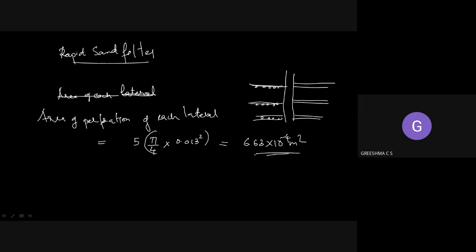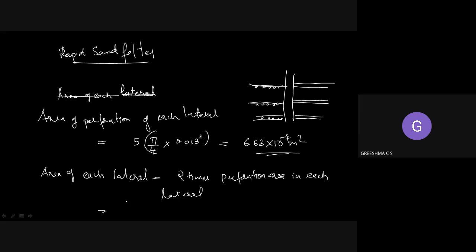Okay. Now ഏരിയ ഓഫ് ഈച്ച് ലാറ്ററൽ, അങ്ങനെയാണെങ്കിൽ ഒരു ലാറ്ററലിന്റെ ഏരിയ എന്താണെന്ന് കണ്ടുപിടിക്കേണ്ടത്. So area of each lateral is equal to 2 times the perforation area in each lateral. Okay, so area of lateral എന്ന് വെച്ചാൽ ഈ പെർഫറേഷൻ ഏരിയയുടെ 2 ഇരട്ടിയായിരിക്കും ഒരു ലാറ്ററലിന്റെ ഏരിയ.